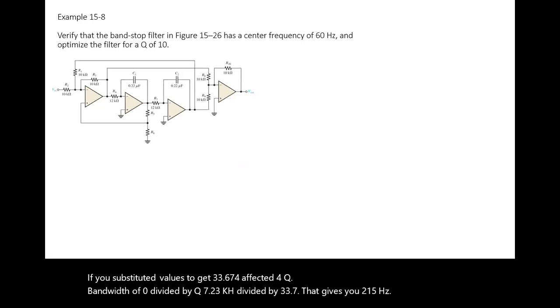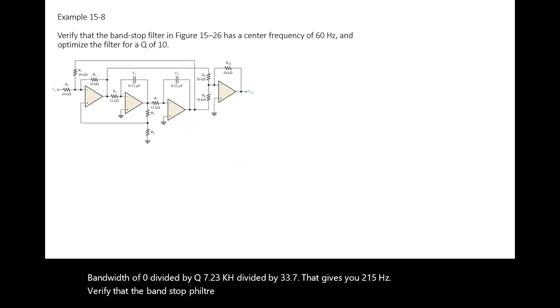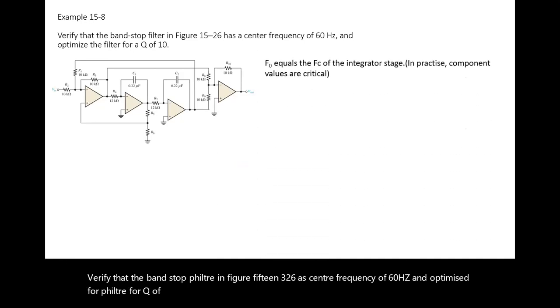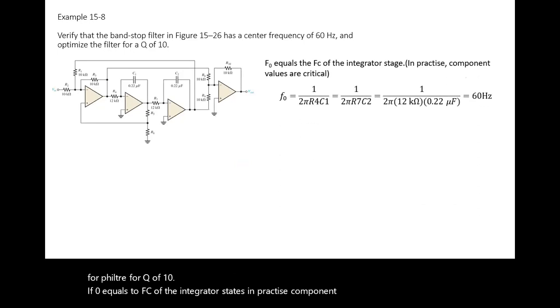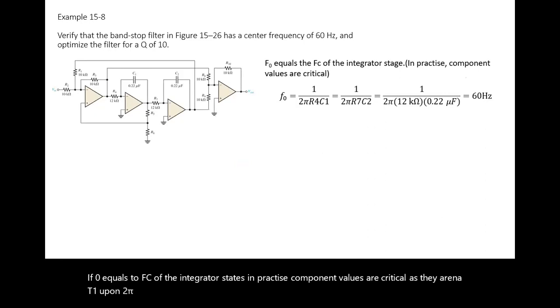Verify that the bandstop filter in figure 15.26 has a center frequency of 60 Hertz and optimize the filter for a Q of 10. F0 is equal to FC of the integrator stages. In practice, component values are critical. F0, in other words, is 1 upon 2 pi R4 multiplied by C1. Substitute the values and you find a value of 60 Hertz.